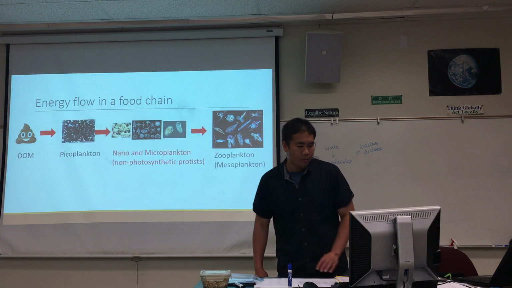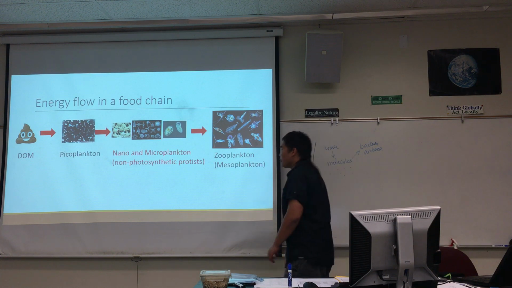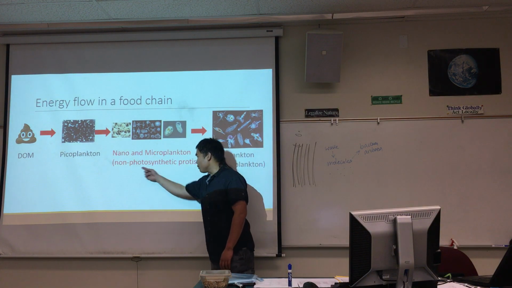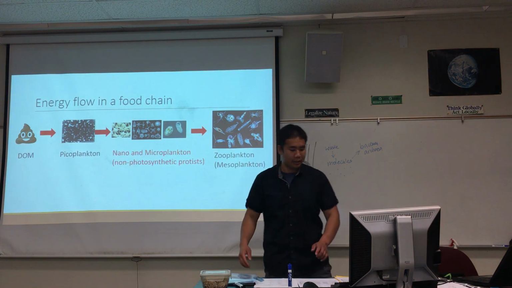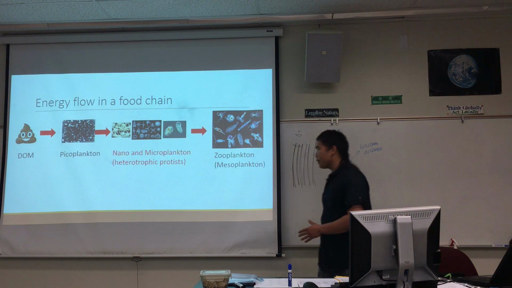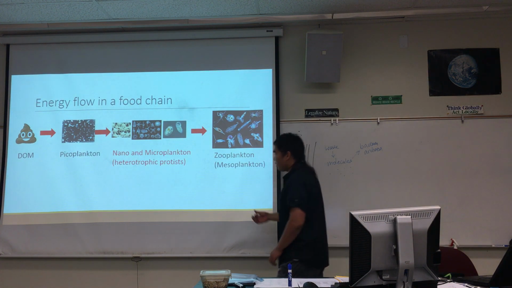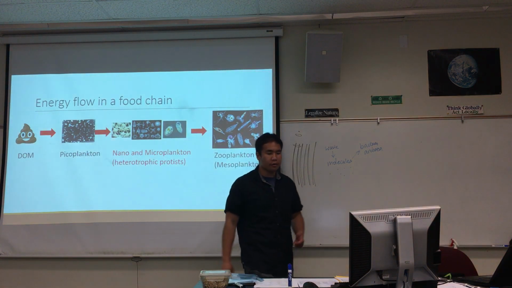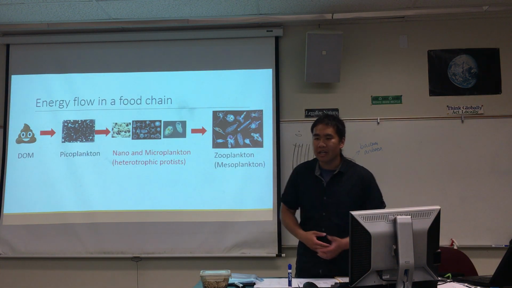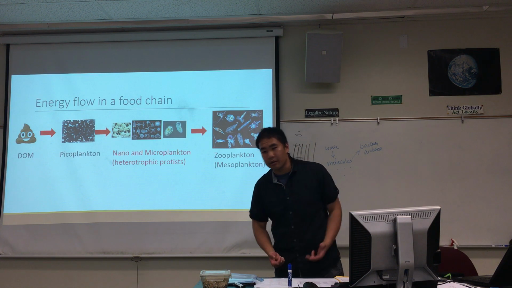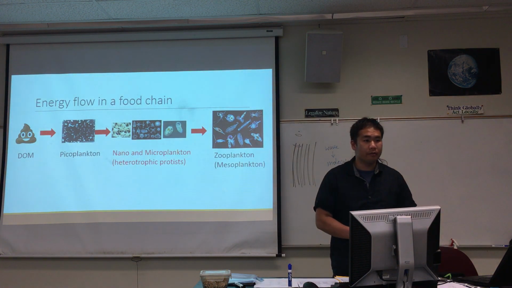Okay, so what are we gonna put? We're gonna put nano and microplankton, non-photosynthetic protists in here. I got a better word than non-photosynthetic protists. Let's call them heterotrophic protists instead. Okay, heterotrophic. And let's quickly define what heterotrophy means. Hetero means other, trophic means basically has something to do with eating. So whenever you get your energy from eating something else, something different from yourself.